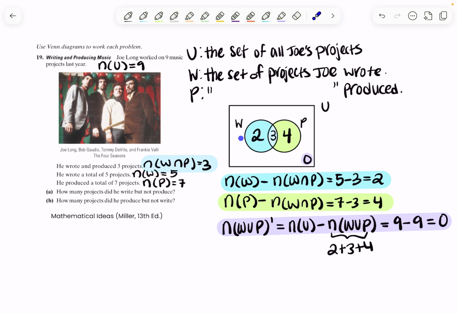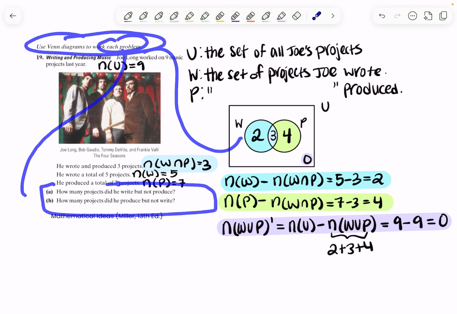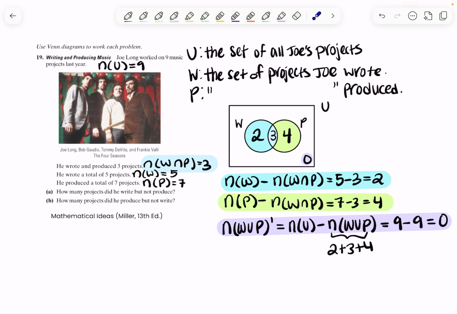That works fine. Now that we're done with the Venn diagram, we can use it to work on the problems, on the questions that they ask us. That's the whole point of this section: make the Venn diagram, and then use it to answer questions.